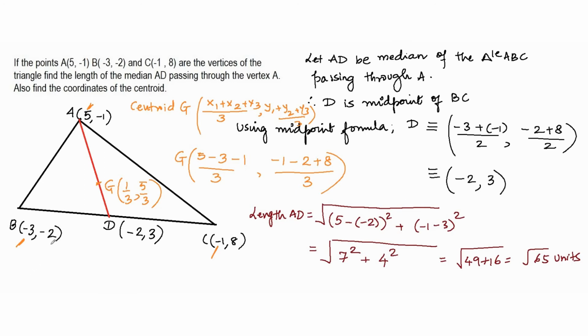So in this particular question, I use the midpoint formula to find the midpoint of the side BC. Then I use the distance formula to find the length of the median. And then I use the formula for finding the centroid of a triangle. So pausing for a minute.